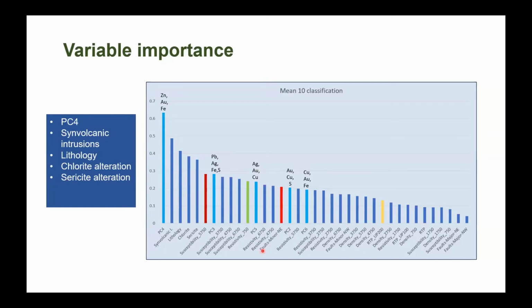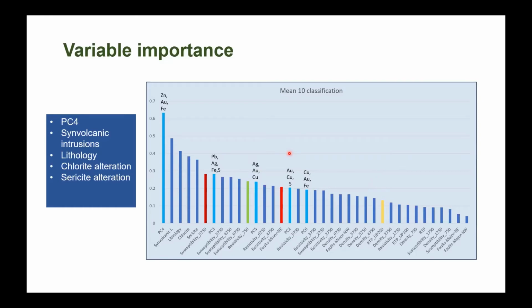Proximity to faults, to northeast trending minor faults had moderate importance, and also we can see that susceptibility shows high importance and resistivity some moderate, and magnetic data reduced to pole and upward continuation has some moderate to low importance.